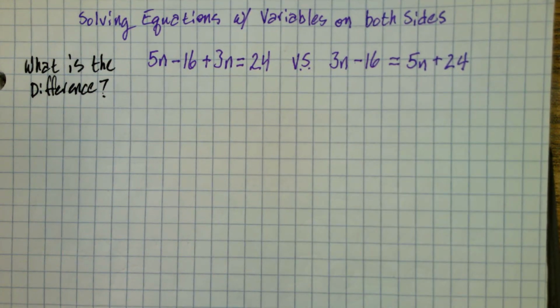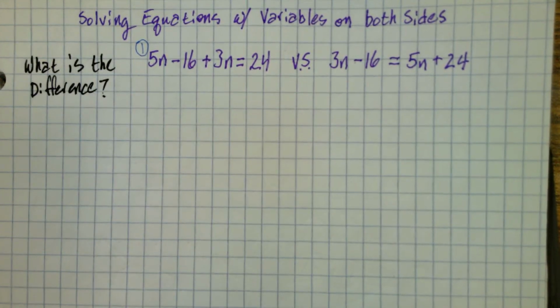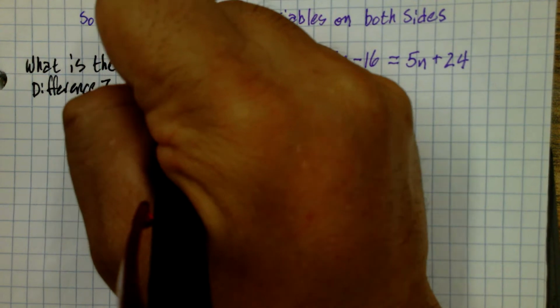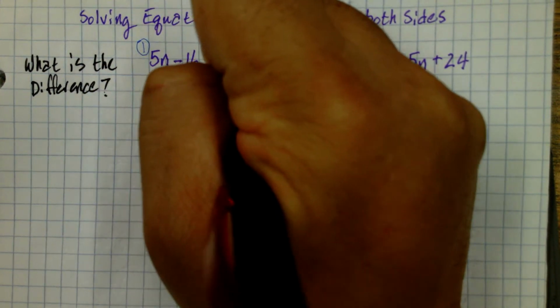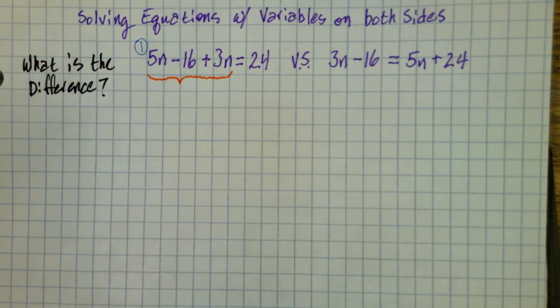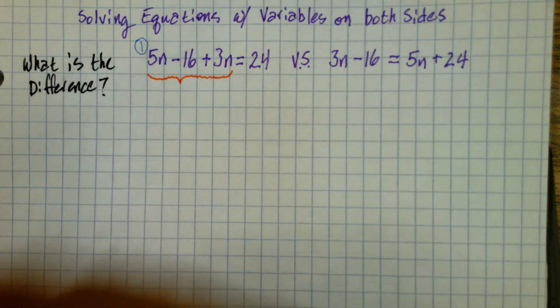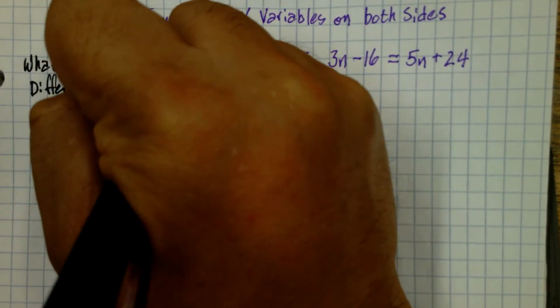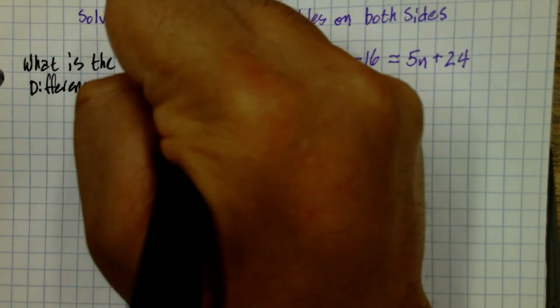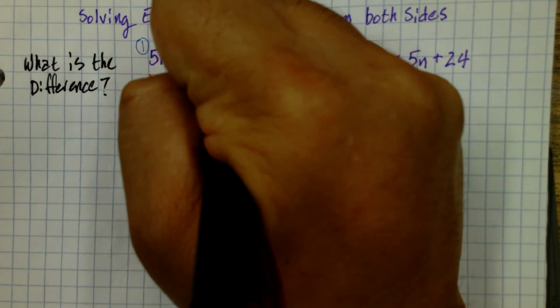Yes, Melanie. Yeah, it almost looks like two separate equations, right? That's because the first equation, number one, I guess we'll call it, if you notice, it only has variables on the left side of the equal sign.